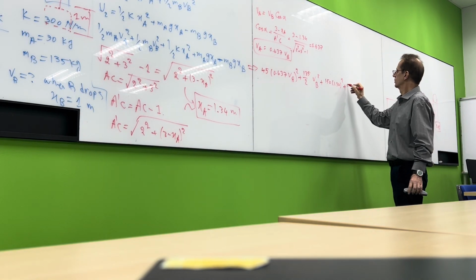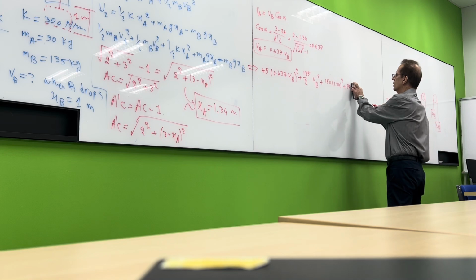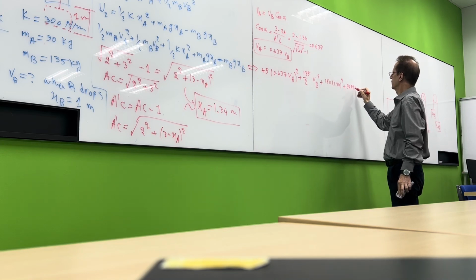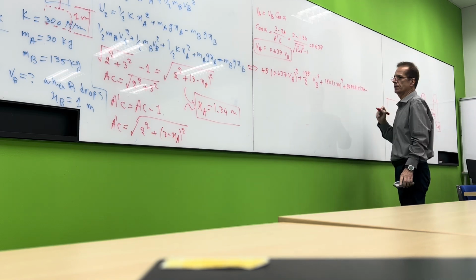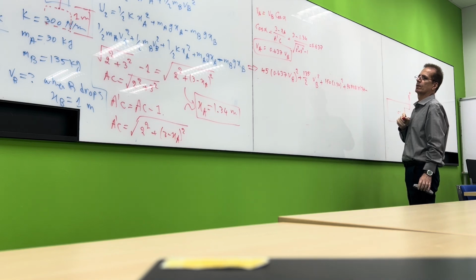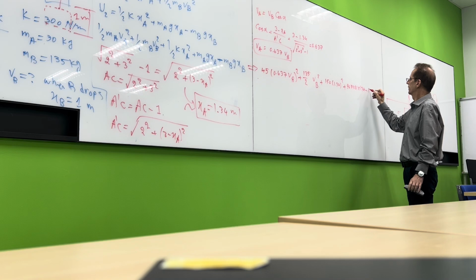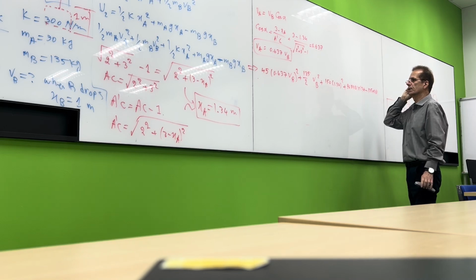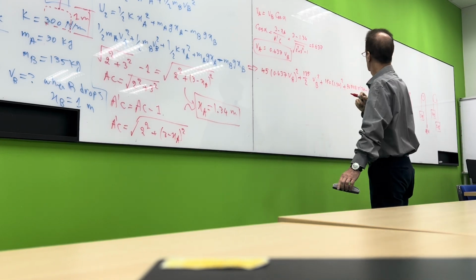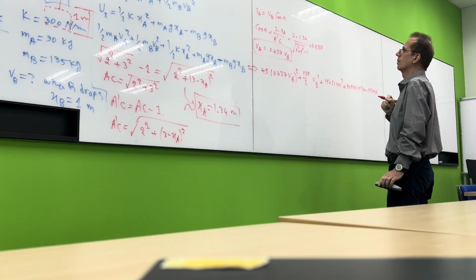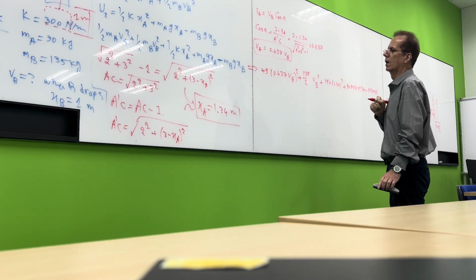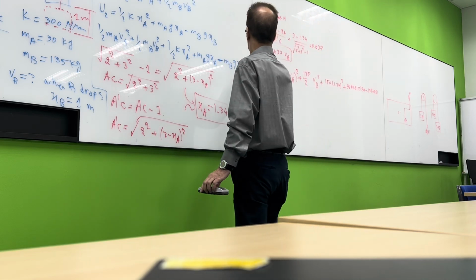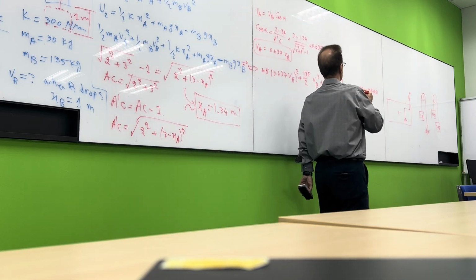90 kilo, 90 times 9.81 XA, which is 1.34, minus 135 times 9.81 times 1. I do not see any problem here. So it's going to be the same. It must be equal to 0, I forgot. So it is equal to 0.